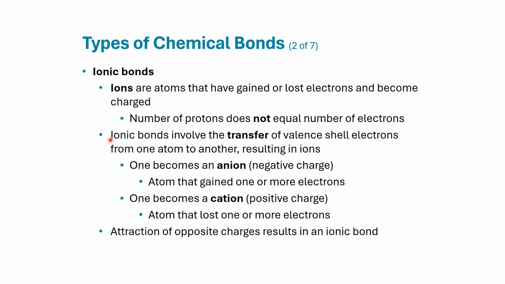One is a negative charge ion, which is an anion. That's the one that gained more electrons. So it took on more negativity. That's an anion. The one that becomes a cation is the positive charge, the atom that lost an electron. So it gained more positivity. I always remember this because cats are pretty and they're positive. Anions is like not having something, so negative. Attraction of opposite charges results in an ionic bond. Let's look more into that.